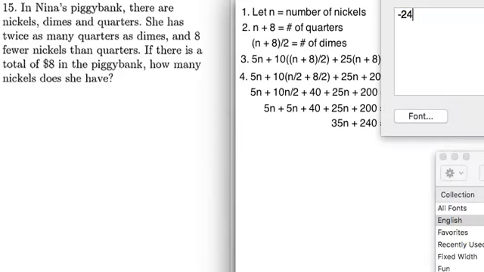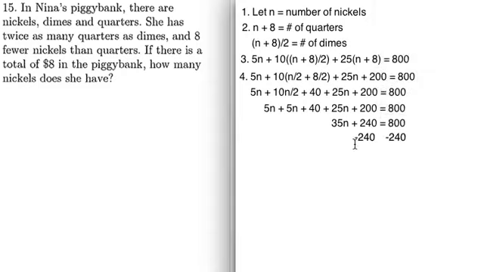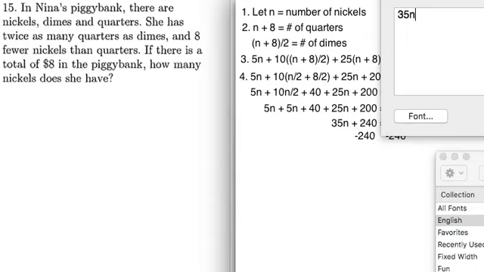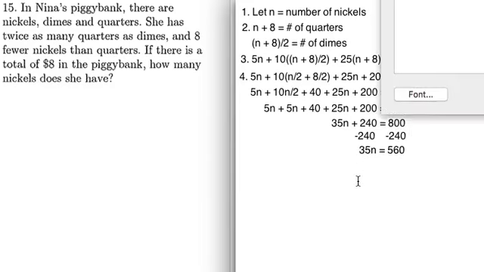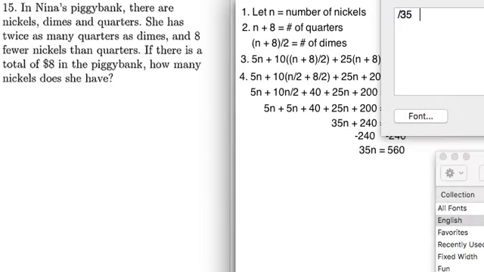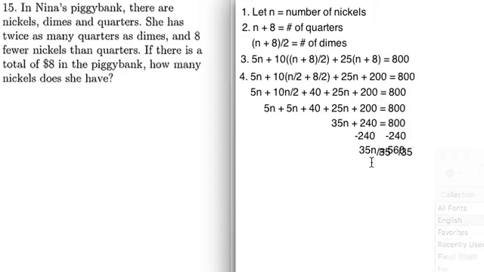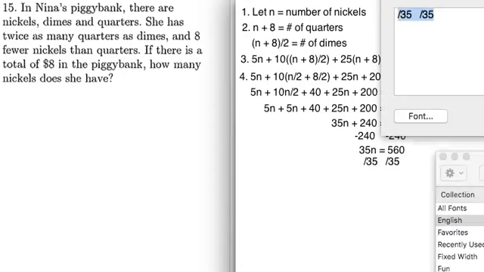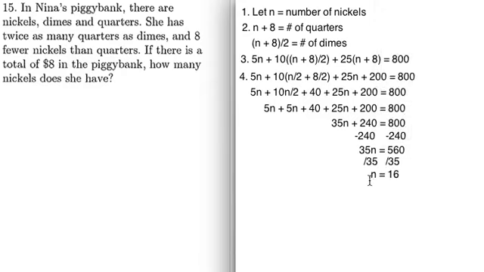Next thing I would do here, I would subtract 240 from both sides of this equation. Doing the same thing to both sides. That's the main rule you got to keep. So now I'm left with 35n on one side, and on the other side, 800 minus 240 gives me 560. We're getting closer and closer to our answer. All I got to do now is divide both sides by 35. And once I do that, I have n all alone on this side. 560 divided by 35 gives me 16. So n is 16. Remember, n is the number of nickels.